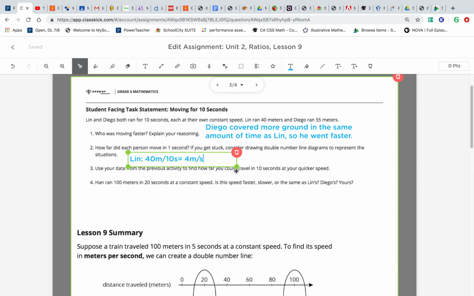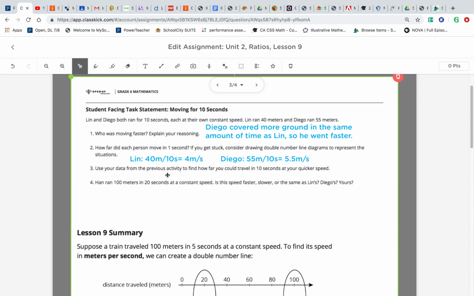So for Diego, we can actually just stretch this out and come over here and talk about Diego. Diego, it was 55 meters in 10 seconds. And so that means 55 divided by 10, that's going to be 5.5 meters per second. Okay, so we keep this in mind and we want to think about what this means. We already know Diego went faster. He was going 5.5 meters per second while Lynn was going 4 meters per second. So that's very valuable information.